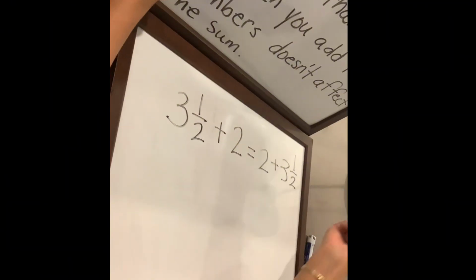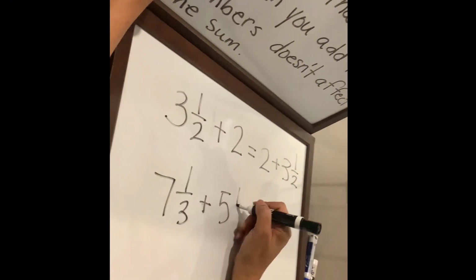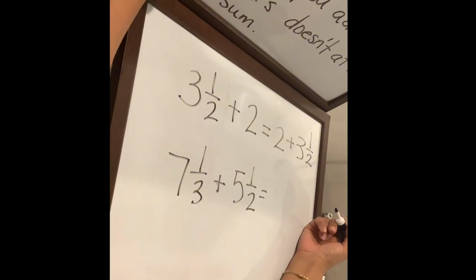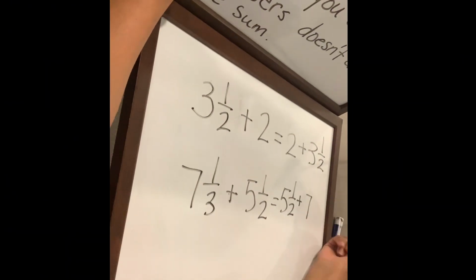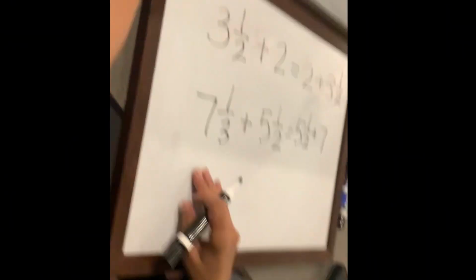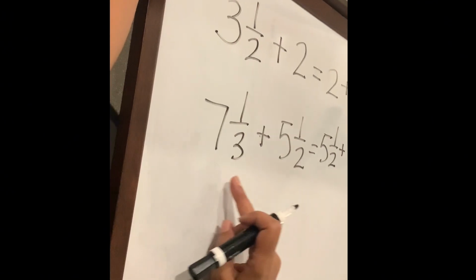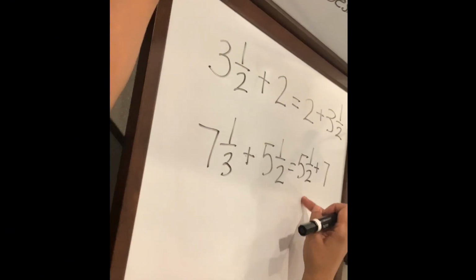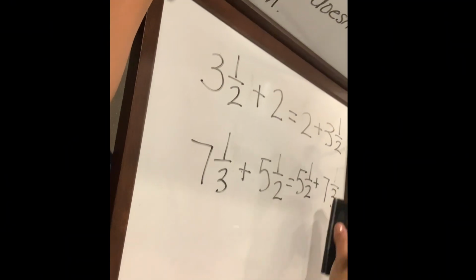Right. 3.5. Okay, what's 7 1/3 plus 5.5? What is that equal to? 5 and a half plus 7 and a half. Oh, that wouldn't be equal. So we got to really keep our eyes on the board, because 5.5 is equal to what? This says 7 1/3 plus 5.5 is equal to 5.5 plus what? 7 1/3. Right. Now it's equal. Okay. So let's try some more.